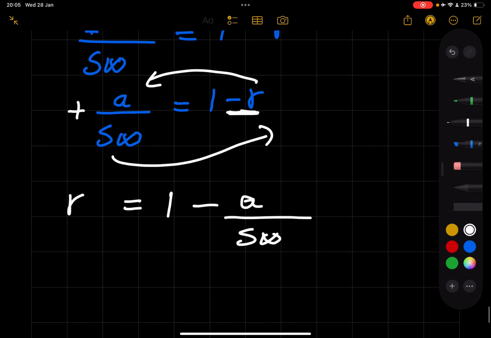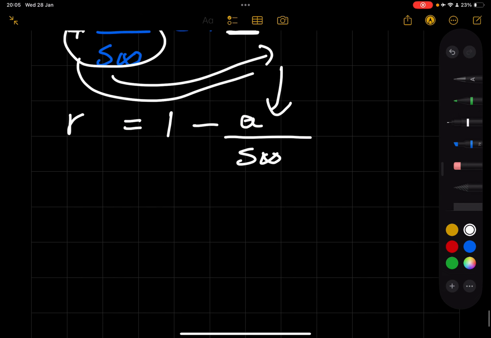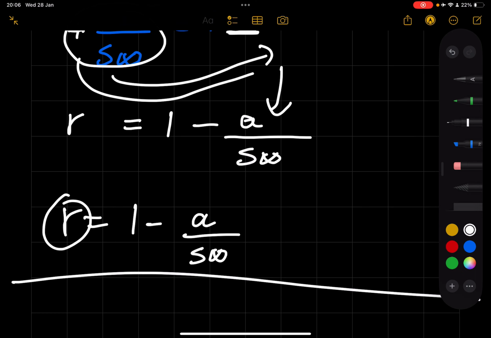Remember, this was positive here. So when I move this to the other side, it becomes a negative. And ladies and gents, I have 1 minus a over sum to infinity being r. And r is now completely isolated. Right. And then we can see that this is the final answer.